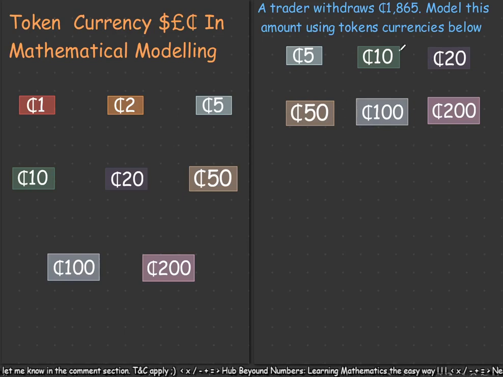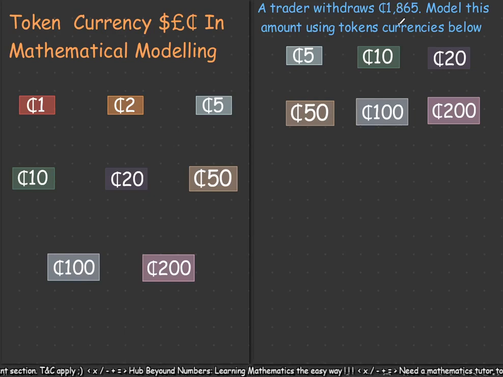Better still, the trader might have gone to the bank and approached any of the tellers. So how many of these notes can be issued to the trader so that the trader's total withdrawal is going to be 1,865? Let's look at how we approach this type of question. Now, there are so many ways you can express this.